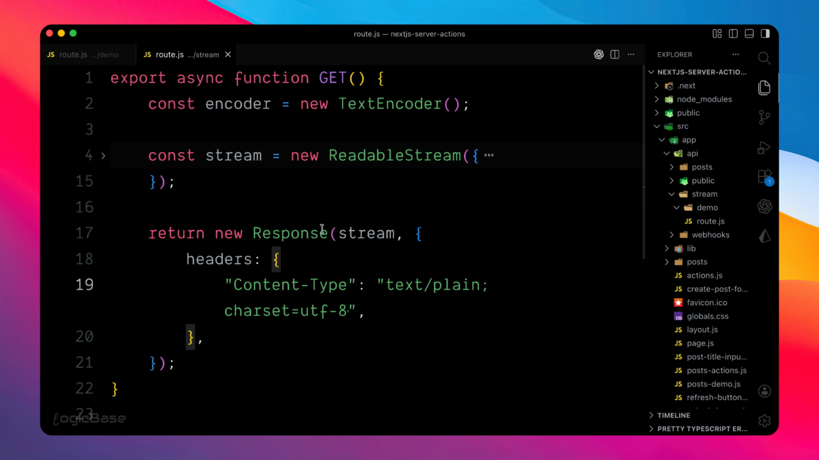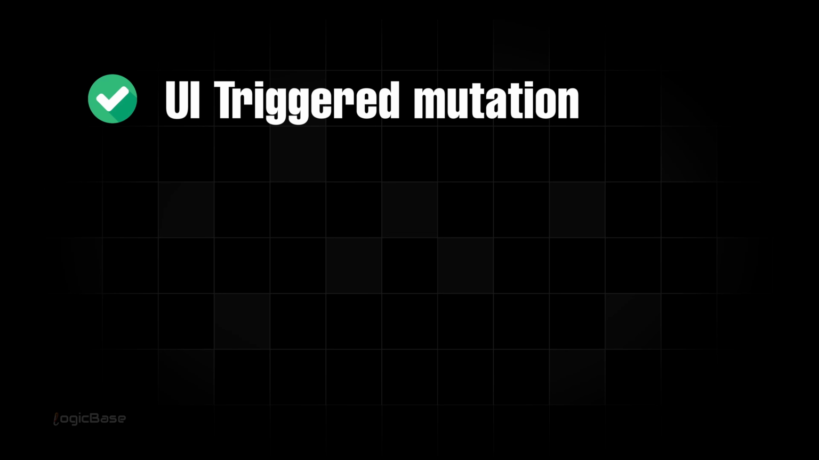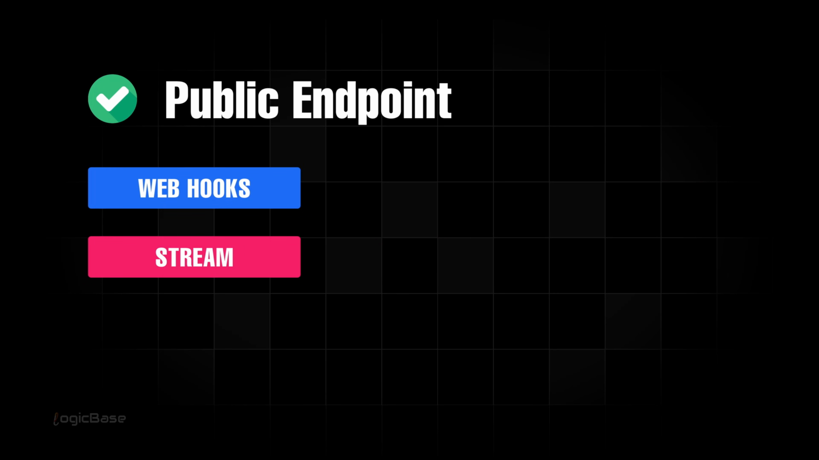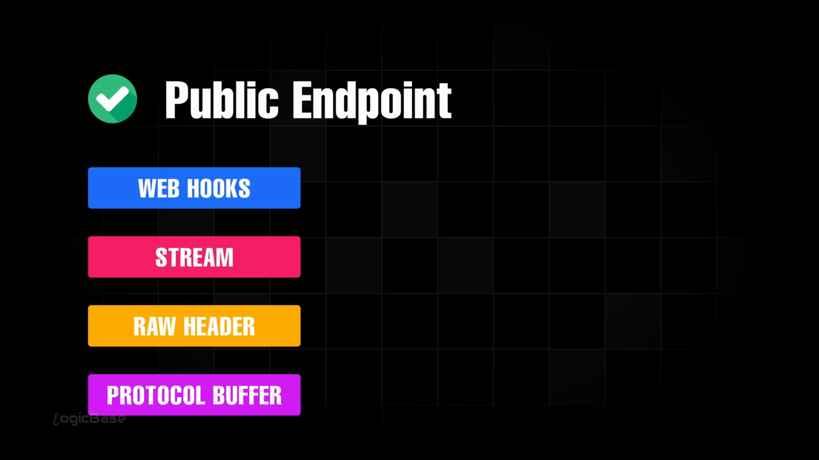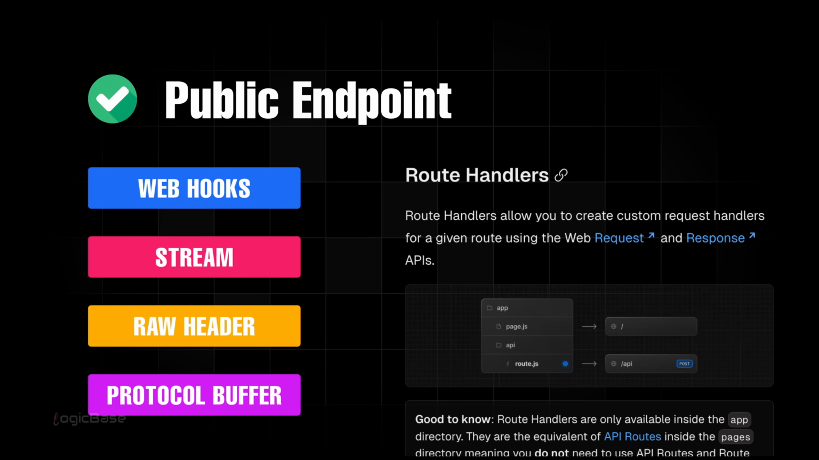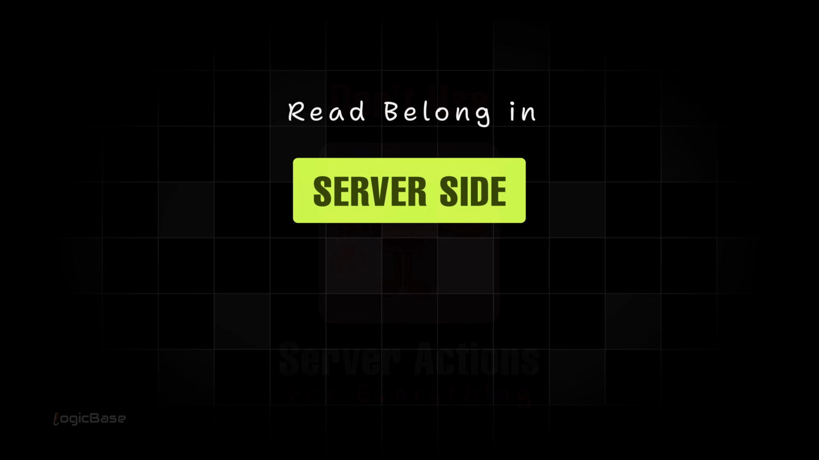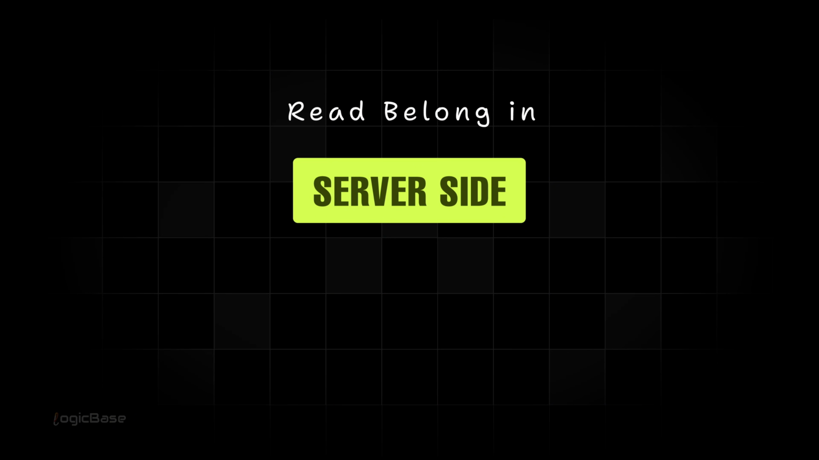So that's the boundary map. If it's a UI-triggered internal mutation, reach for a server action. If it's a public endpoint, a webhook, a streaming response, or anything where you care about raw headers and protocol-level behavior, reach for a route handler. And one last reminder from earlier, don't use server actions for reads. Reads belong in server-side data fetching, and if something must be read by an external consumer, expose it as a route handler.